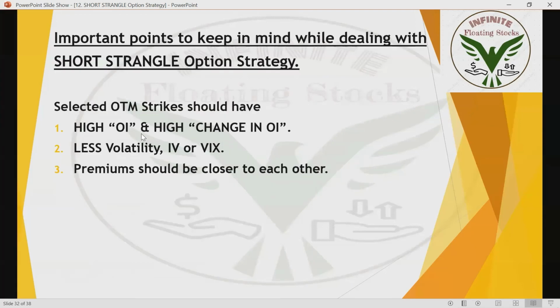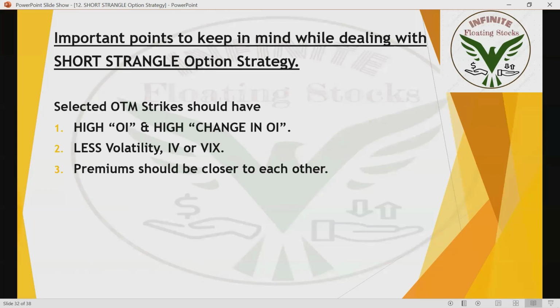I have been talking about what type of strike prices you need to be selecting. You need to consider three main things while choosing the strike price. The first thing is the strike price should definitely be out of the money. The base of the short triangle option strategy is that we should be selling two things: one is an out of the money call option and the second one is an out of the money put option.